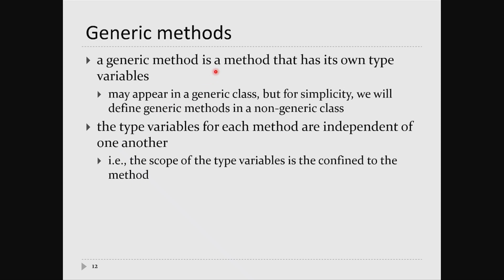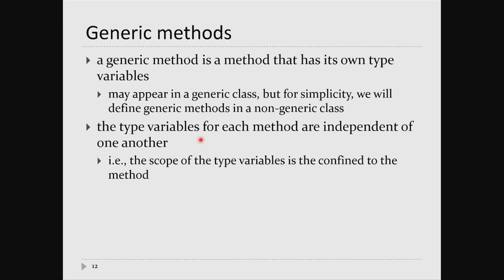So a generic interface has its own type variables. A generic class has its own type variables. You can actually go all the way down to the method level. And so you can create a method that has its own type variables as well. Now, you can put these things inside of a generic class. Now remember, the class has its own generic type variables. The method will now have its own type variables. For simplicity, I'm not going to do that. So I'm going to place our generic methods inside of a non-generic class.